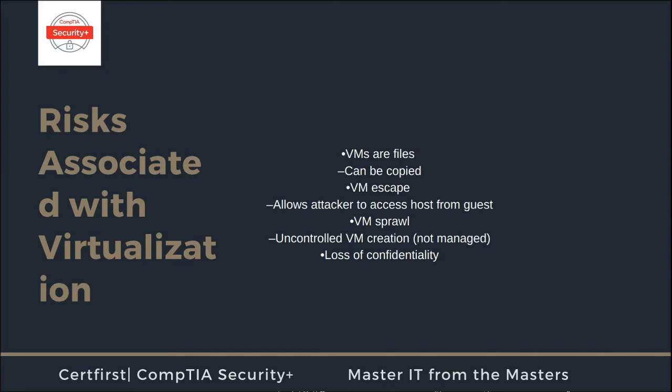So this is why you must have a proactive security strategy for your VMs, and they must be tracked just like physical hardware. This is the problem you run into of VM sprawl. This means that people are just creating virtual machines without any controls, and there's no inventory.